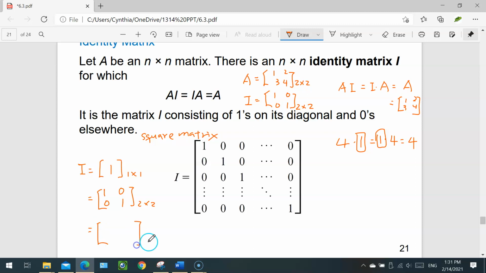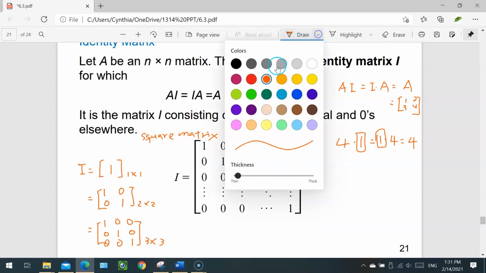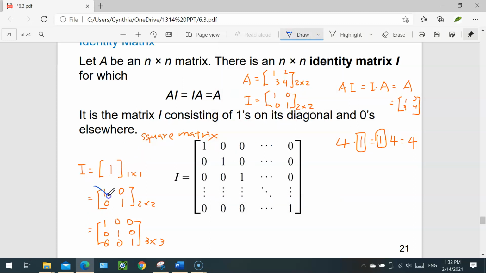3 by 3 identity matrix. You will have the 1, 1, and a 1. So you have 3 rows, 3 columns. The remaining elements are all 0. So this is a 3 by 3 identity matrix. And you will see in the going down diagonal direction, they all have the number 1. We call this the identity matrix.